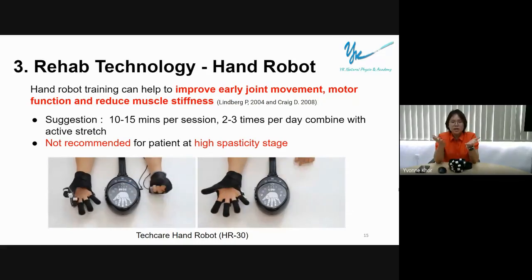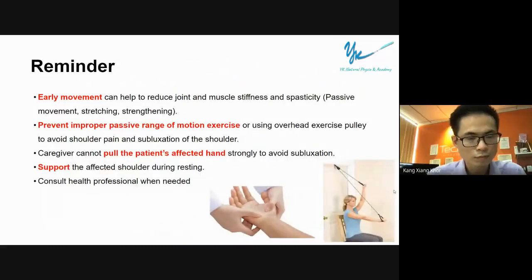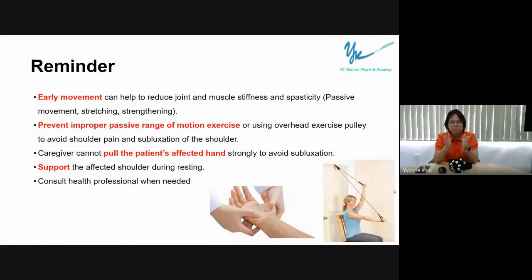Okay, so to summarize today's presentation. Early movement can help to reduce joint and muscle stiffness and spasticity, that I showed you: passive movement, stretching, and strengthening. Second, prevent improper passive range of movement exercise or using overhead exercise wrongly, to avoid shoulder pain and subluxation of the shoulder.